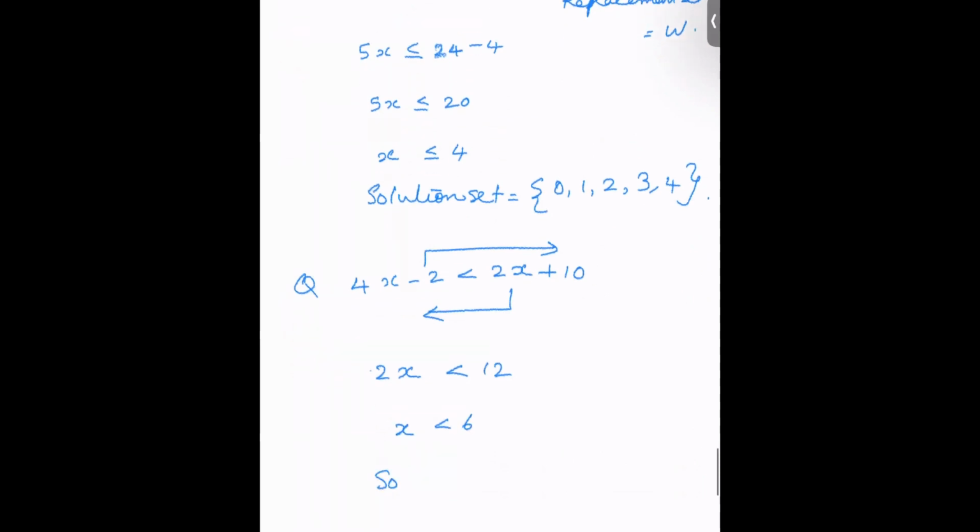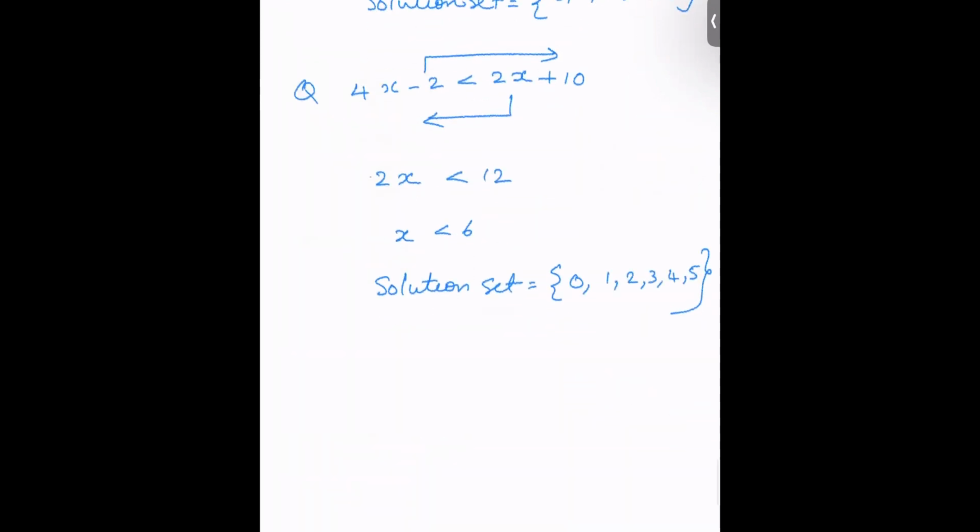So what is the solution set? 0, 1, 2, 3, 4, 5. Yes, 6 is not included because there is no less than or equal to. So 6 is not included. Next question.